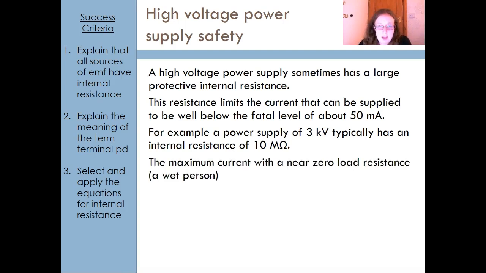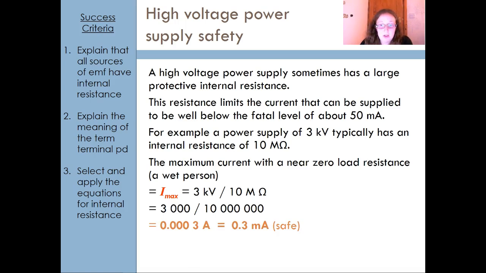of 10 mega ohms. So that means that the biggest current, when you have a near zero load resistance, so for instance, you touch both terminals with a wet hand, because being wet reduces your resistance, that would mean that the maximum current that could flow would be 3 kilovolts over 10 mega ohms, which gives you 0.3 milliamps. That will keep you safe. It will hurt, but it will keep you safe. So again, a choice of the internal resistance has a real-world application.